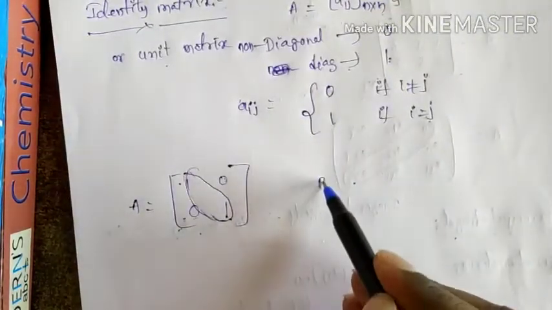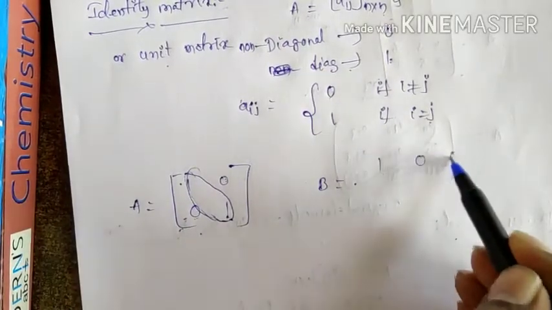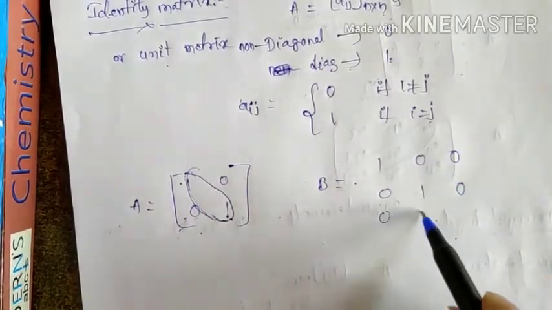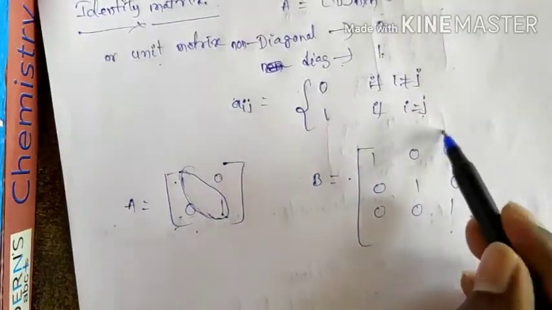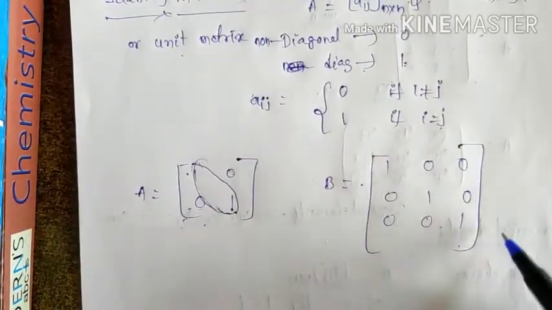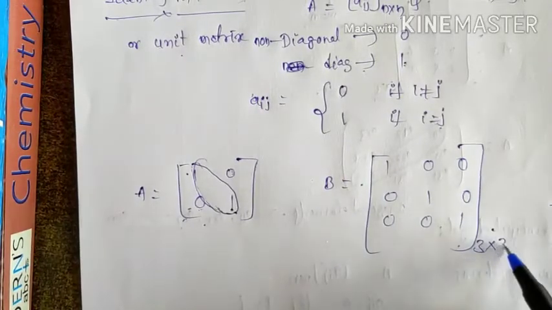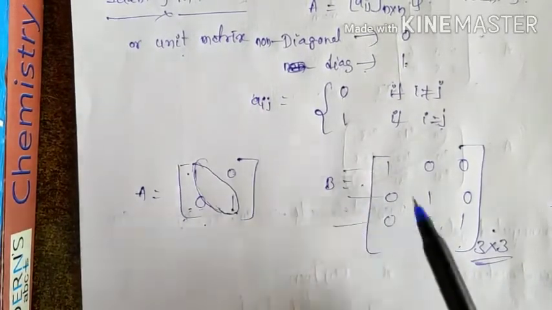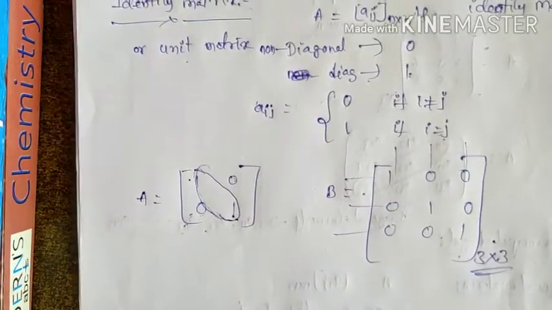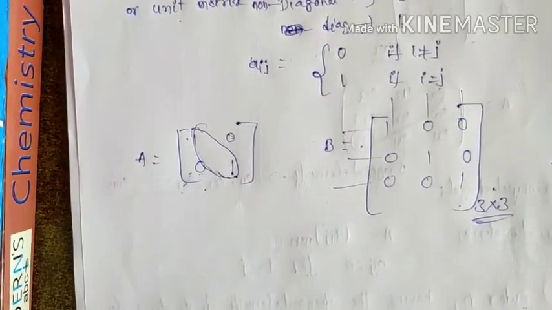You can take another type of matrix also: 1 0 0, 0 1 0, 0 0 1. This is also an identity matrix of order 3. The order of this matrix is 3 by 3 because there are 3 rows and 3 columns. This is also an identity matrix.